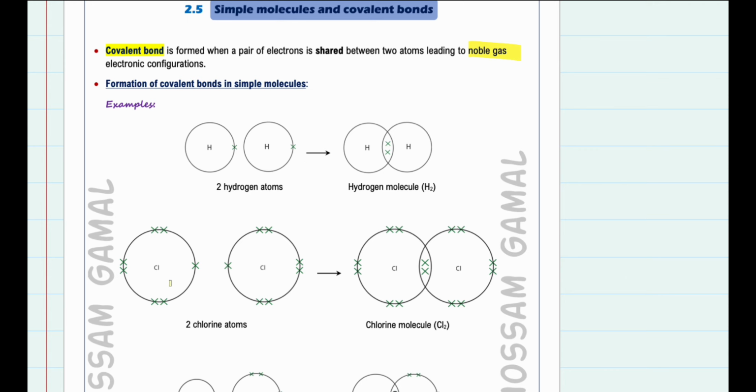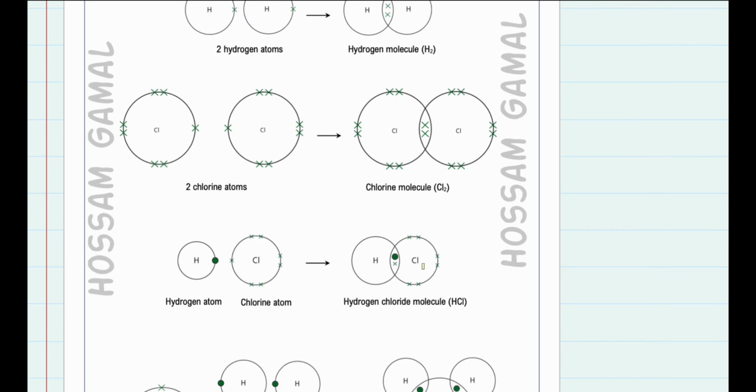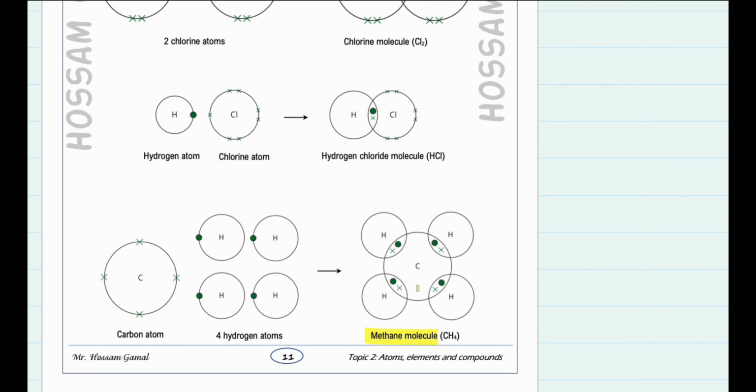When 2 chlorine atoms form a covalent bond, 2 electrons are going to be shared between the 2 atoms to form a chlorine molecule. A hydrogen chloride molecule is formed between 1 atom of hydrogen and 1 atom of chlorine, and you have 2 shared electrons in between. In a methane molecule, you have a central carbon atom and 4 hydrogen atoms. Each hydrogen atom is going to share its outer electron with one of the electrons of the carbon.